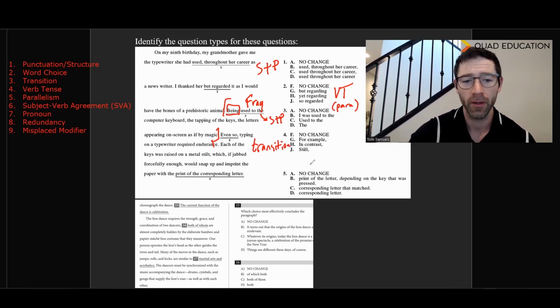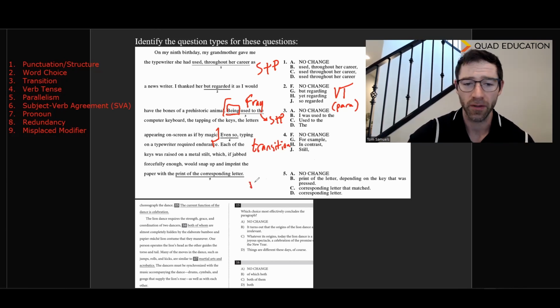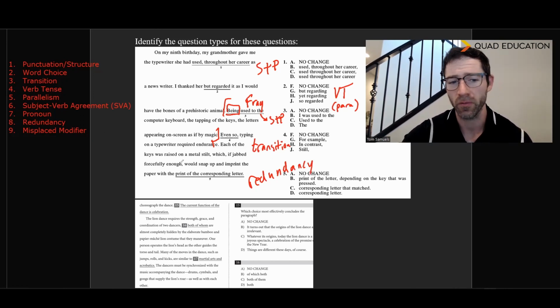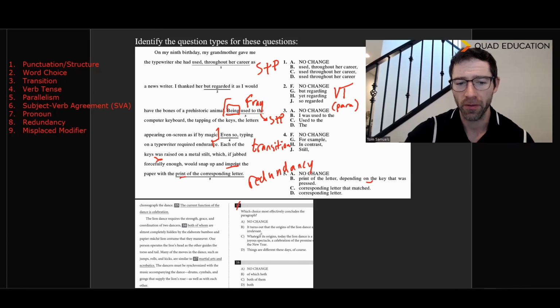Next, for number 5, this is actually going to be redundancy because you can see each of the keys was raised on a metal slit, which, if jabbed forcibly enough, would snap up and imprint the paper with the print of the corresponding letter. And we already know print. And depending on the key that was pressed, depending on the key that was raised, this is the same thing. Down here with the SAT question, remember, we don't want to do that because we're not doing prompted questions today. We're only doing promptless.